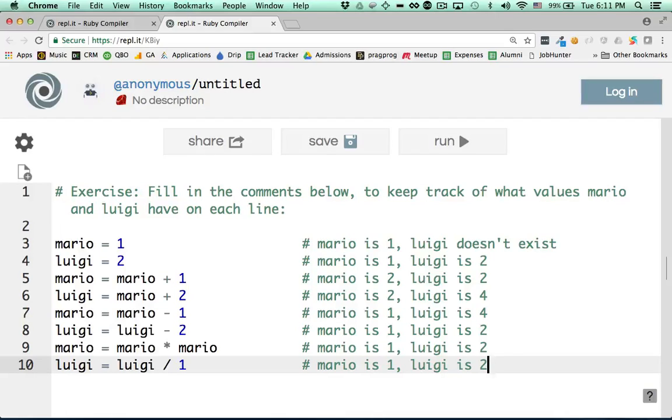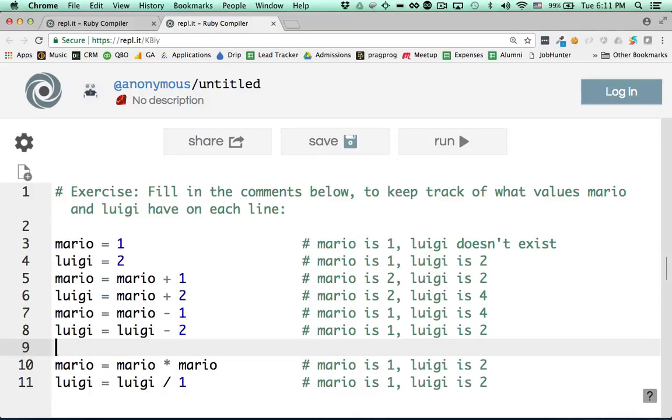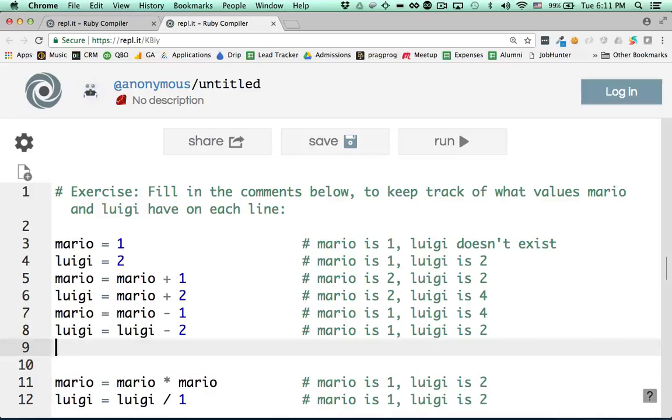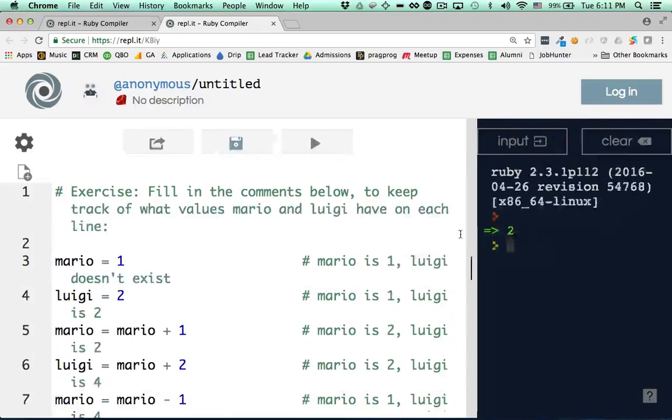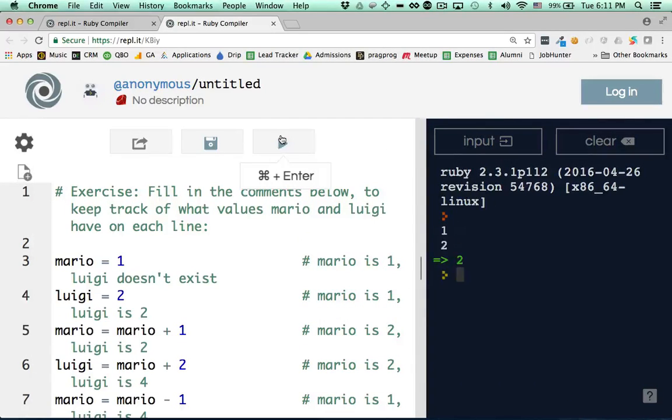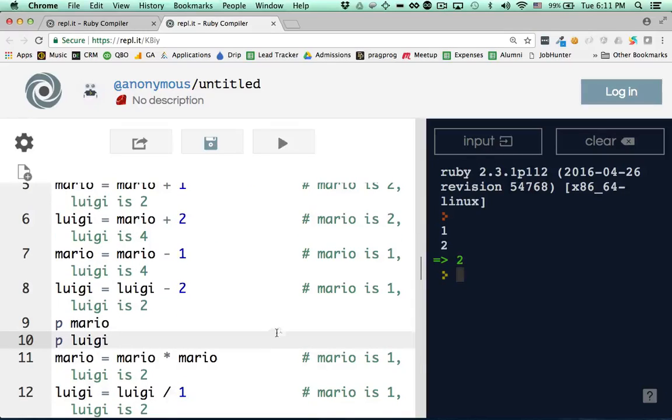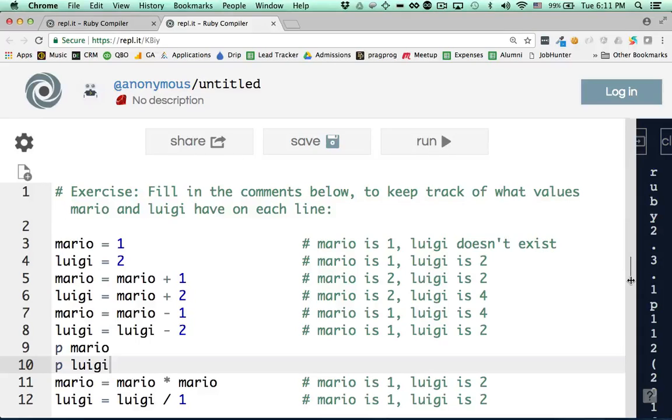I mean, if we really wanted to check ourselves, we could put a P statement after any particular line. So we can say, let's say after line 8, P Mario, P Luigi, to see if our line 8 is correct. And if we run it, we get 1 and 2, which is what we predicted. Again, ignore the green things. Any questions about this? Yeah.